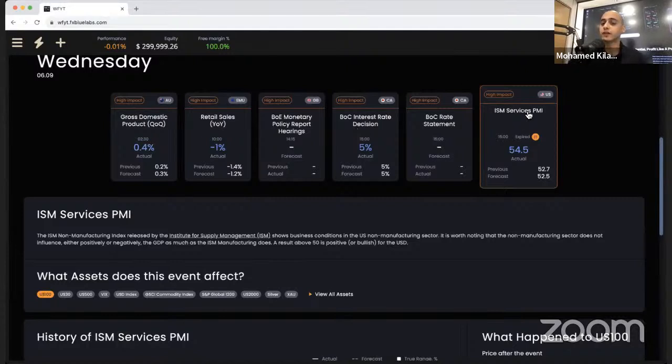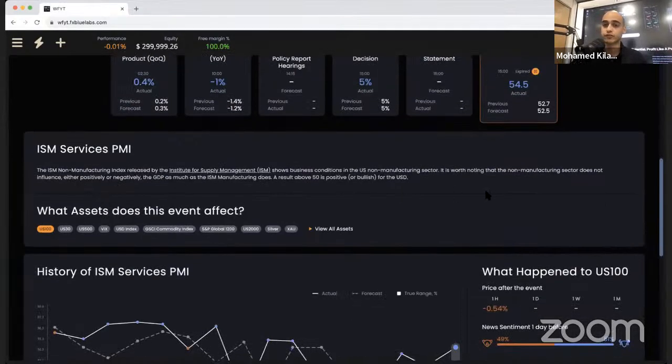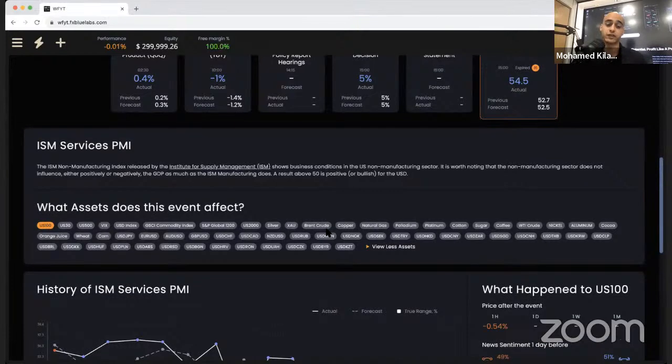So if you click on ISM services PMI, for example, it gives you a description. This is extremely important for you guys to understand what that typically means, how it's going to affect the markets, and which sector of the market is going to get affected by that. We also show you what assets this event affects. Not a lot of platforms actually give you access to that data.